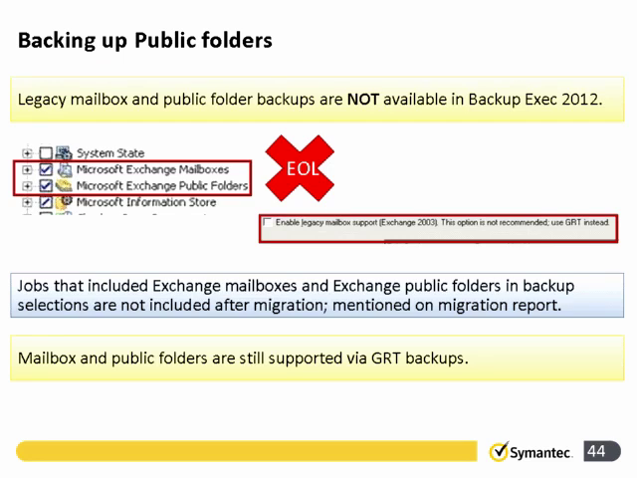As far as backing up public mailbox and public folders, this is the legacy backups. This is no longer supported. This is the old-fashioned backup of backing up the information store in one pass, and then in a separate backup, backing up what used to be called brick-level backups, where you selected each mailbox. This is no longer supported in Backup Exec 12.